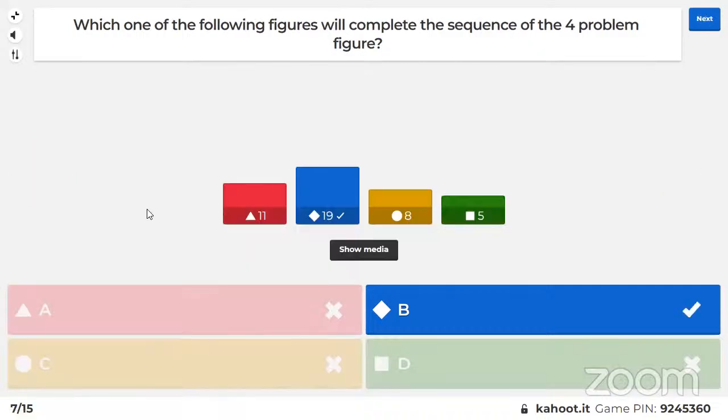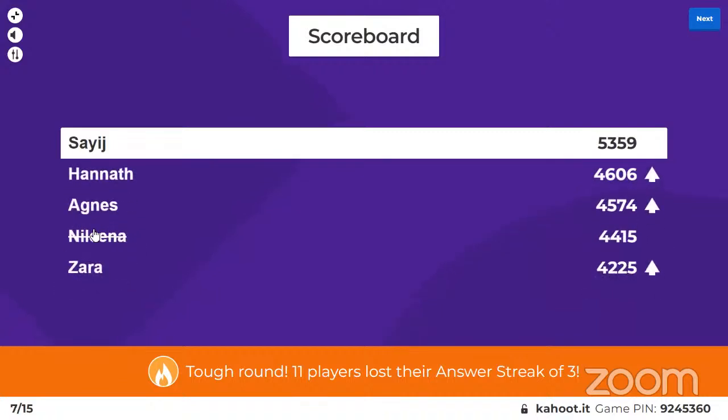All right, so which one will complete the sequence? B will complete the sequence. Leaderboard, slight changes. Sai is still on the top spot with 5,359 points. Second spot goes to Hannat. Third spot goes to Agnes. Fourth spot goes to Nilina. And the fifth spot goes to Sarah.